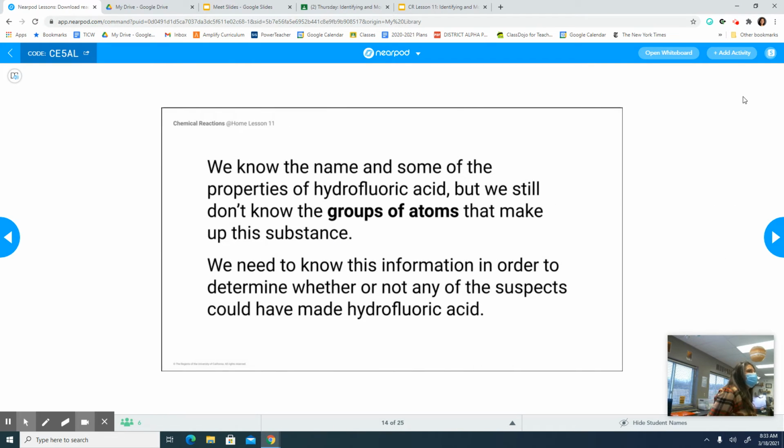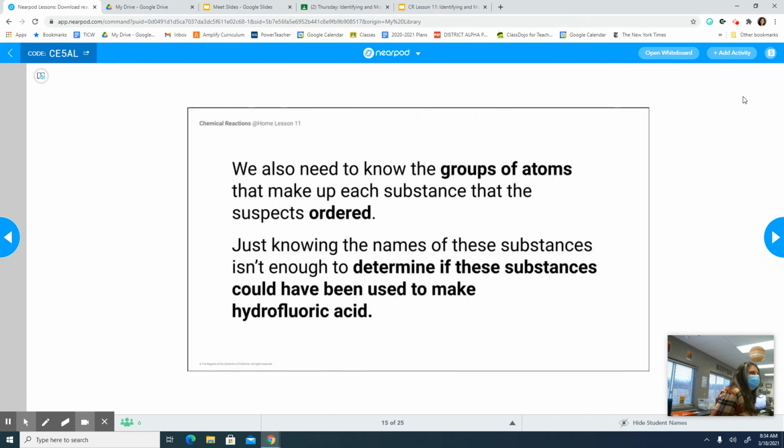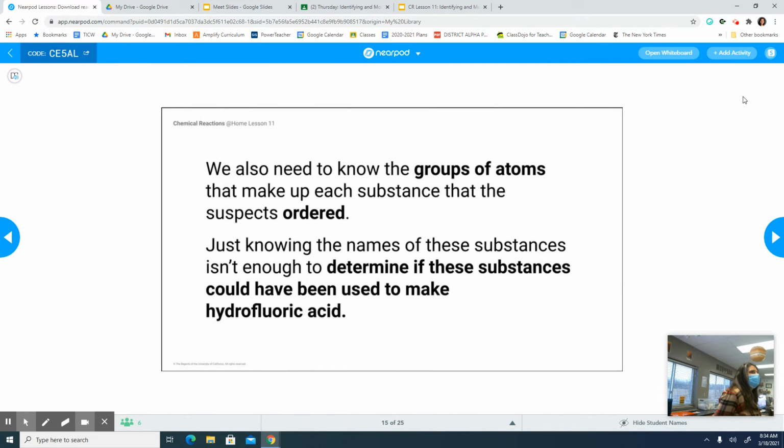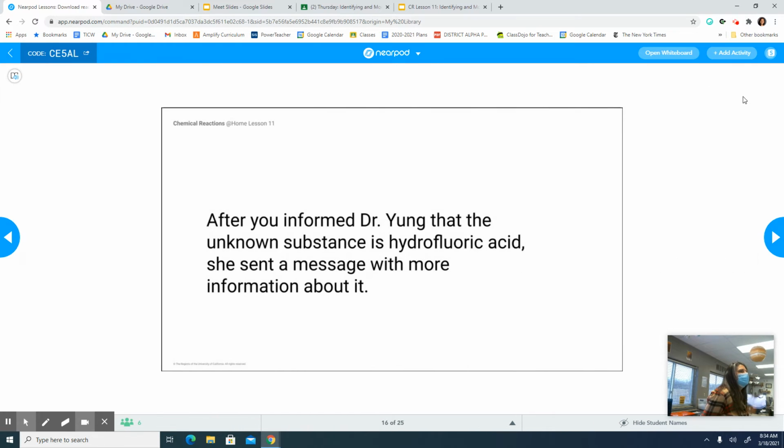We know the name and some of the properties of hydrofluoric acid, but we still don't know the groups of atoms that make up this substance. We need to know this information in order to determine whether or not any of the suspects could have made the hydrofluoric acid. We also need to know the groups of atoms that make up each of the substances that the suspects ordered. Just knowing the names of these substances isn't enough to determine if these substances could have been used to make the hydrofluoric acid, right? We have to see what those things are made up of.